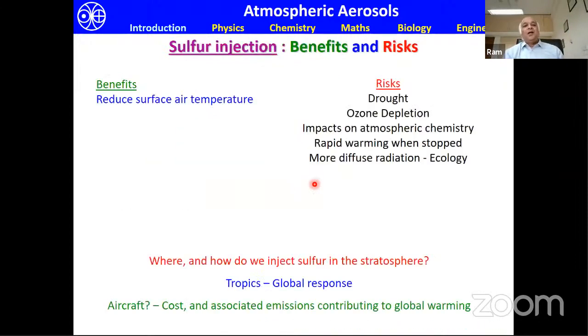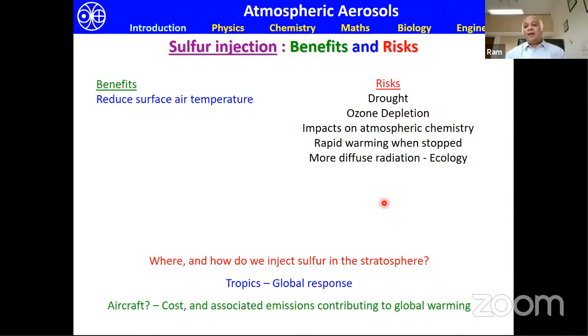What are they? The only benefit is that it reduces the surface air temperature, but look at the risks. For example, ozone depletion. We saw that it will deplete the ozone, which is equally important for human health and for aquatic and terrestrial ecosystems. These sulfate aerosols will also cause a drying of the atmosphere and will result in drought conditions. It will also change the composition of the Earth's atmosphere, so it will have an impact on atmospheric chemistry.